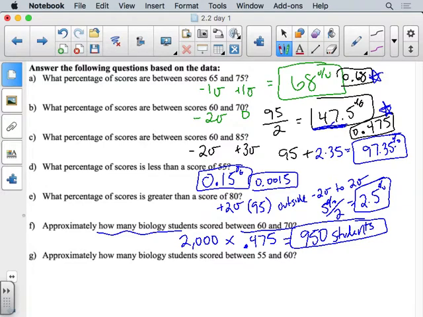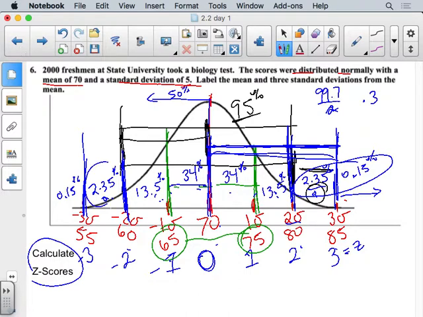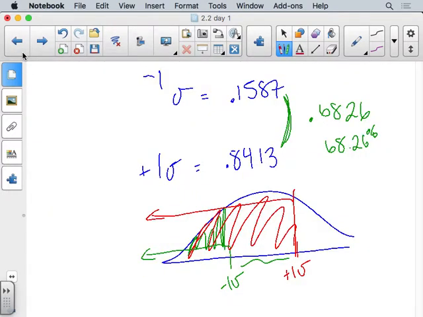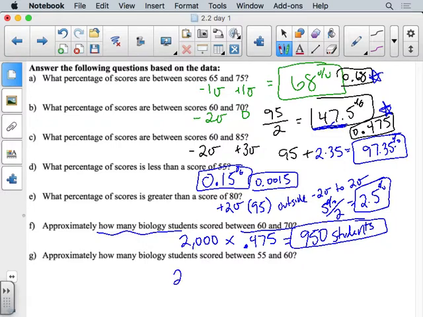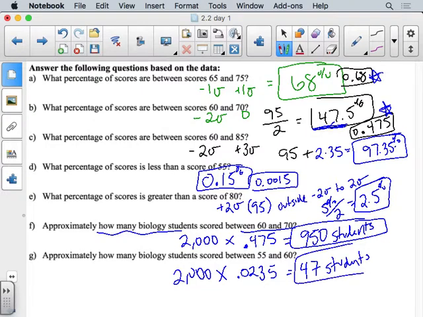Same thing for how many students scored between 55 and 60. That was about 2.35% of my students. So I would do 2,000 times 0.0235. 47 students. Sounds about right.